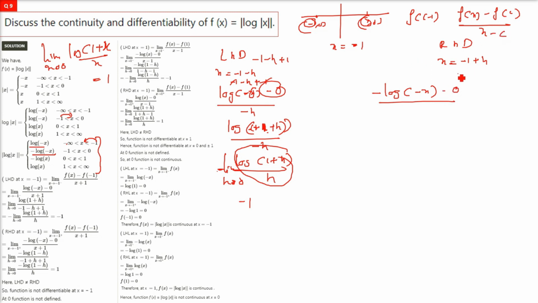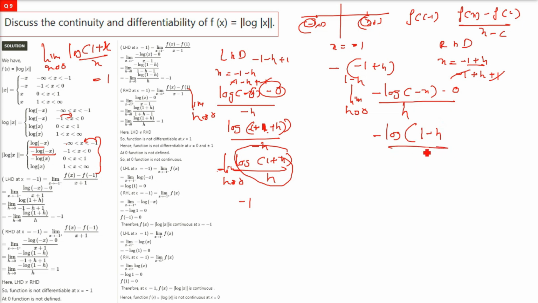x minus c: so minus 1 plus h minus of minus 1, that is going to be plus 1. This gets cancelled. You have an h in the denominator. Limit h tends to 0, you have to write. Okay, I'm not writing it, but you have to write limit h tends to 0 in each step. Even if I forget, you have to write it. So now you have a minus, so you have minus of minus 1 plus h, so it is minus x. So it is going to be 1 minus h, and in the denominator you have h. So limit h tends to 0.